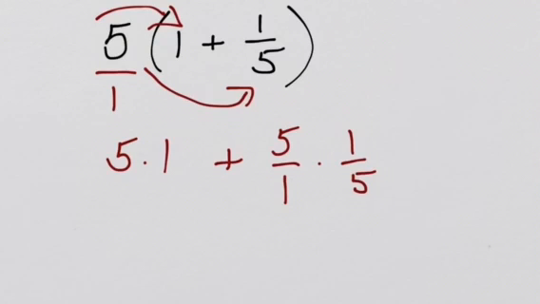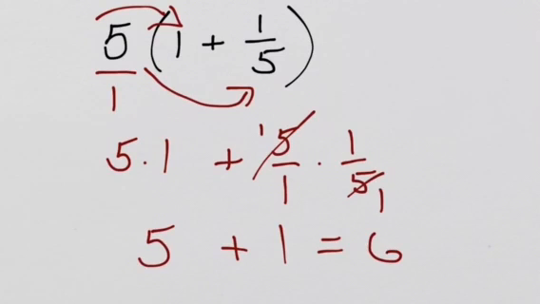So we tidy this thing up. 5 times 1 is 5. 5 over 1 times 1 over 5, if you remember, you can cross cancel and you'll get 1's there. And so essentially what you have is 1 times 1, which we know to be 1. If we add 5 plus 1, we get 6.